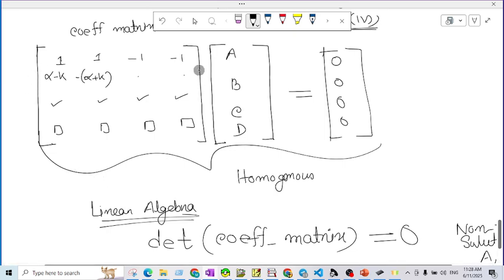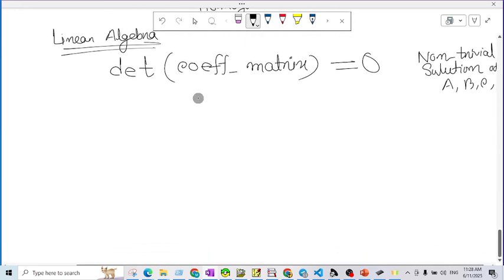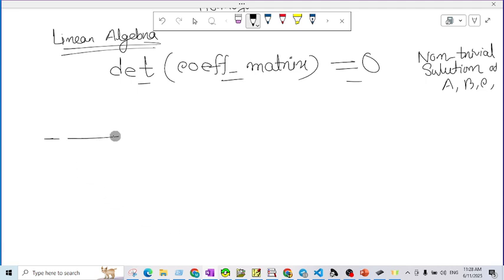This is a rigorous process to find the determinant of this matrix. You can try it on your own, but to save time, I will just write the final result here. If I take the determinant of this coefficient matrix and solve it, I will get minus alpha square plus beta square, then 2 alpha beta sine alpha a sine beta a. Do you remember what alpha and beta were?